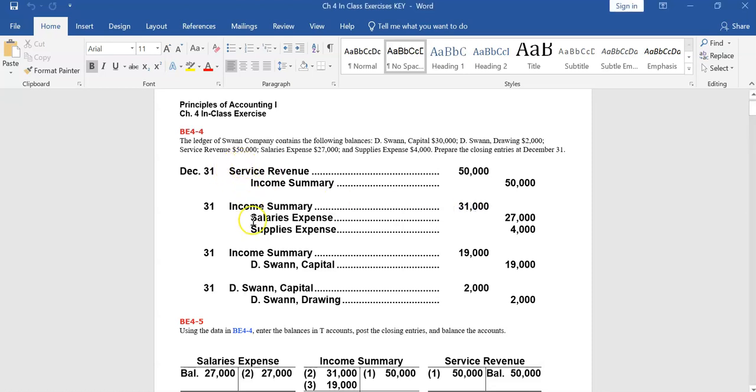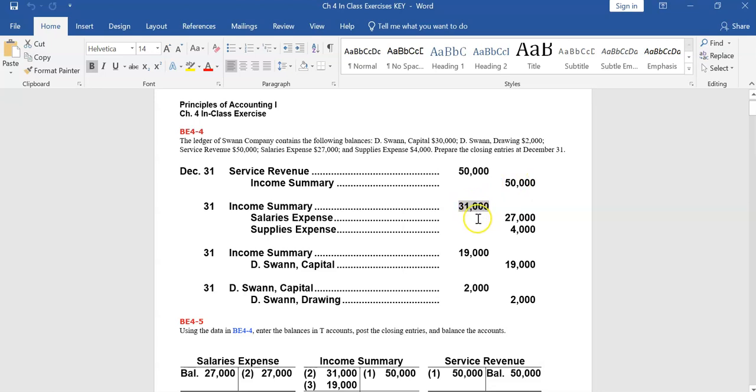After those first two closing entries, we will have credited the income summary for revenues and debited income summary for expenses. The difference between the revenue total that we transferred and the expense totals that we transferred leaves that account with a credit balance. Because the first entry credited it 50, second entry debited it 31, leaving it with a credit balance of 19,000, the difference between the credits and the debits.